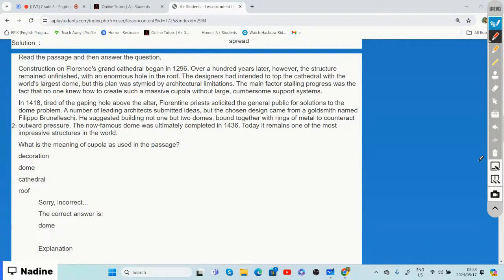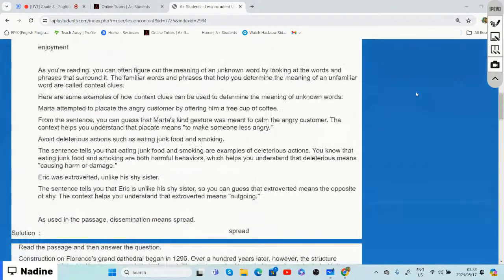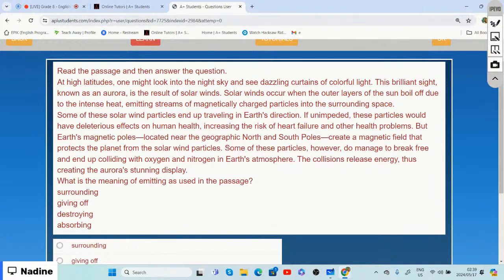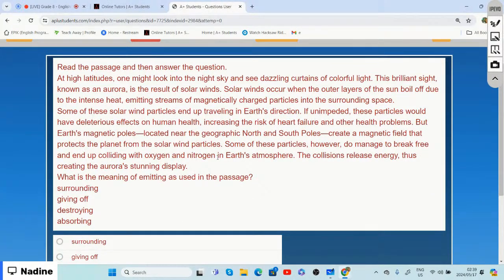All right, now we're going to our test. We're going to use the context to identify the meaning of the word, right? It says read the passage and then answer the question. At high latitudes, one might look into the night sky and see dazzling curtains of colorful light. The brilliant sight, known as an aurora, is the result of solar winds. Solar winds occur when the outer layers of the sun boil off due to the intense heat, emitting streams of magnetically charged particles into surrounding space.